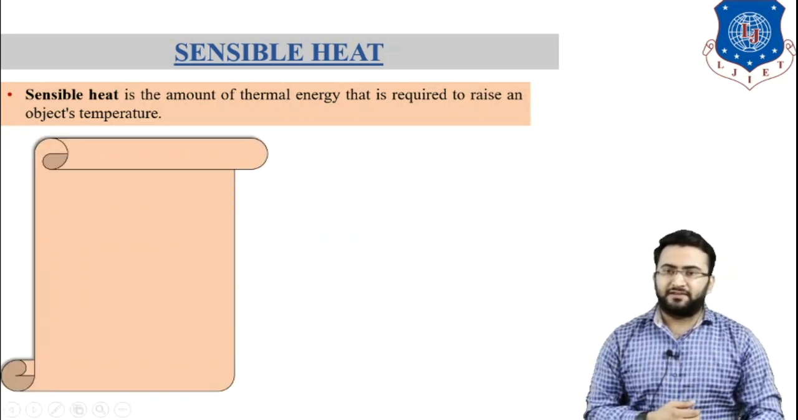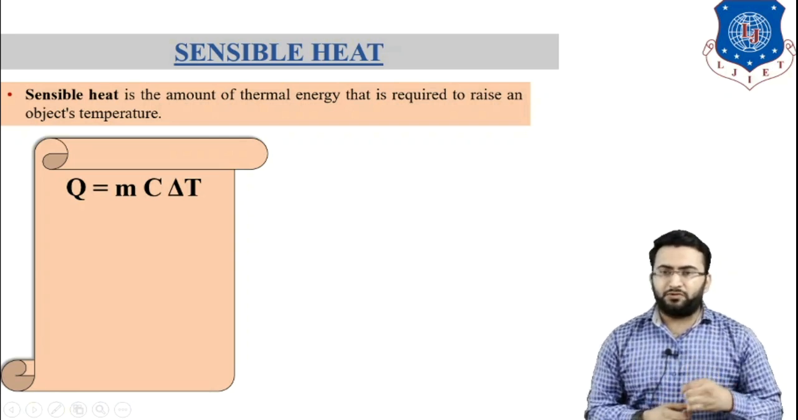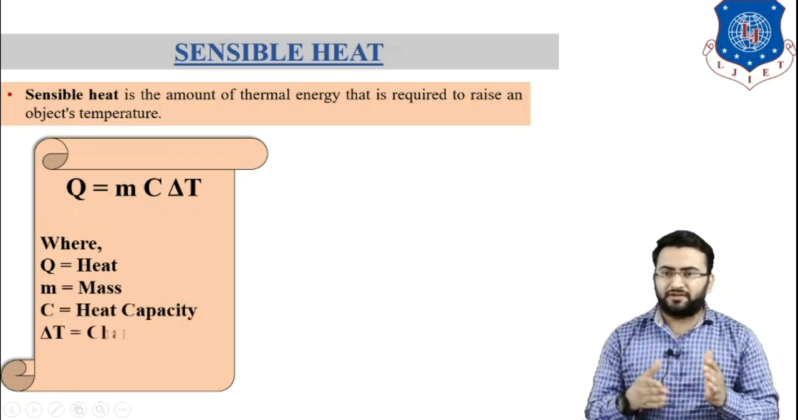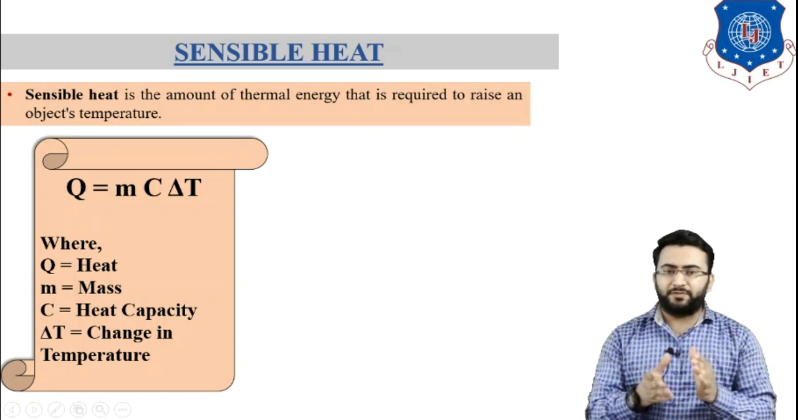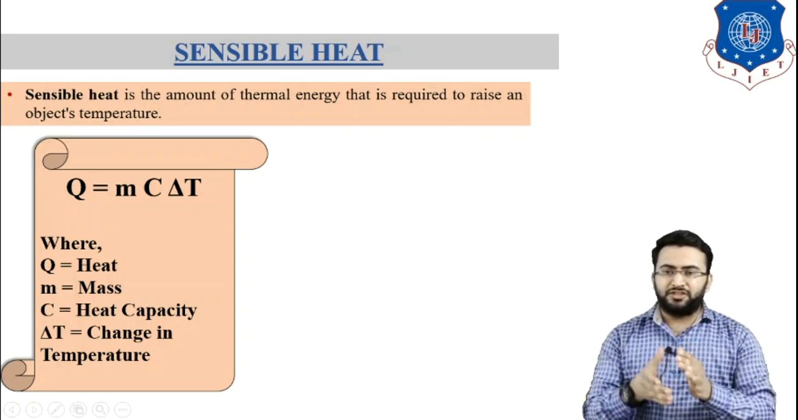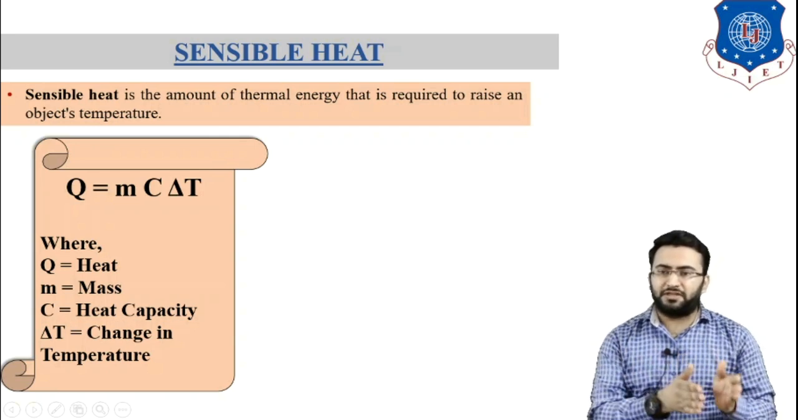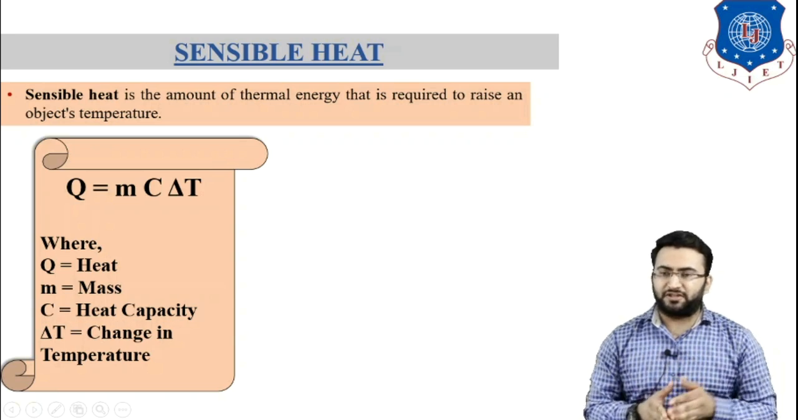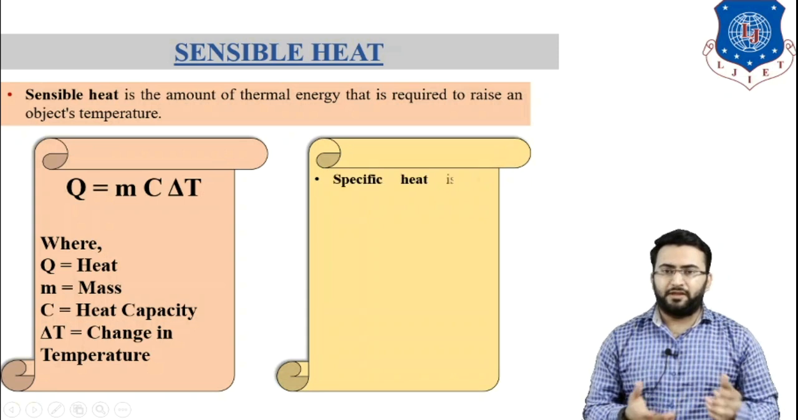Sensible heat can be given by Q equals M times C times delta T, where Q is the heat, M is the mass, C is the heat capacity, and delta T is the change in temperature. Change in temperature can be given by T2 minus T1, where T2 is the final temperature and T1 is the initial temperature. Now let's talk about specific heat.